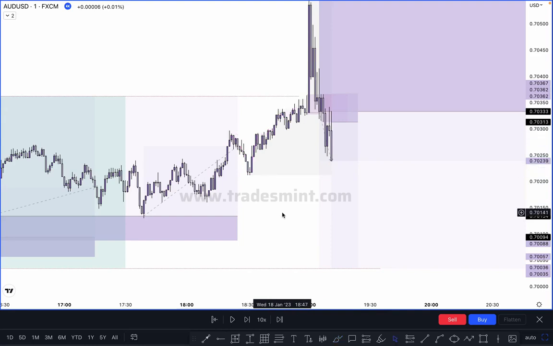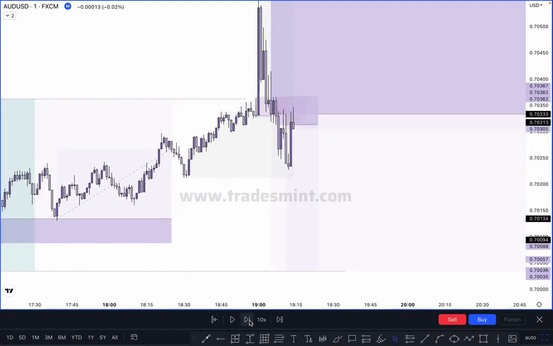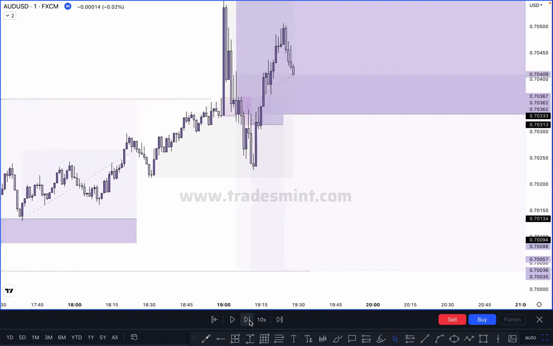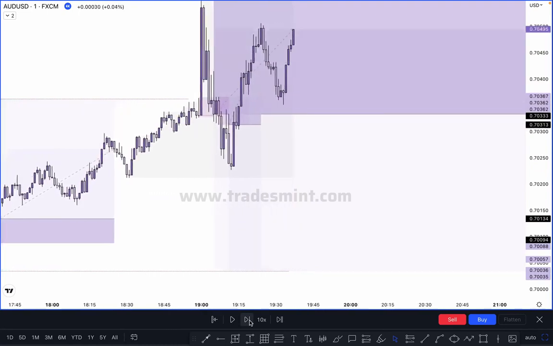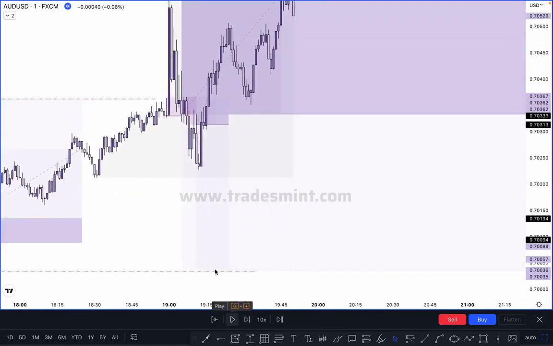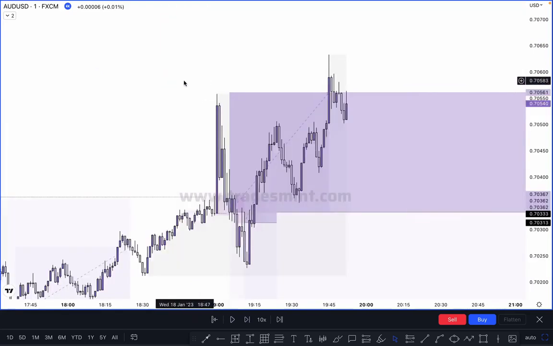So let's see what happened next after this move. All right, so let's see. Okay, so what happened here, finally the market hit our stop loss, and then after that, you can see the market took out both stop losses here. So in these two trades I want to mention something.